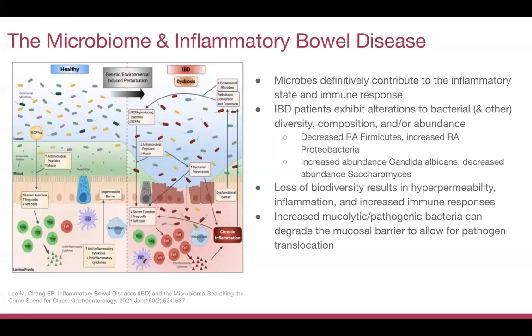Most studies to date have focused on bacterial composition and less on the role of other members of the microbiome like fungi, bacteriophages, archaea, or the virome. But both experimental and clinical trials have suggested that alterations in the microbiome have a role in the pathogenesis of IBD, with an increased abundance of Candida albicans and a decreased abundance of Saccharomyces cerevisiae being noted in IBD patients. The bottom line here is that loss of biodiversity seen in IBD results in hyperpermeability, inflammation, and increased immune responses. Next slide, please.